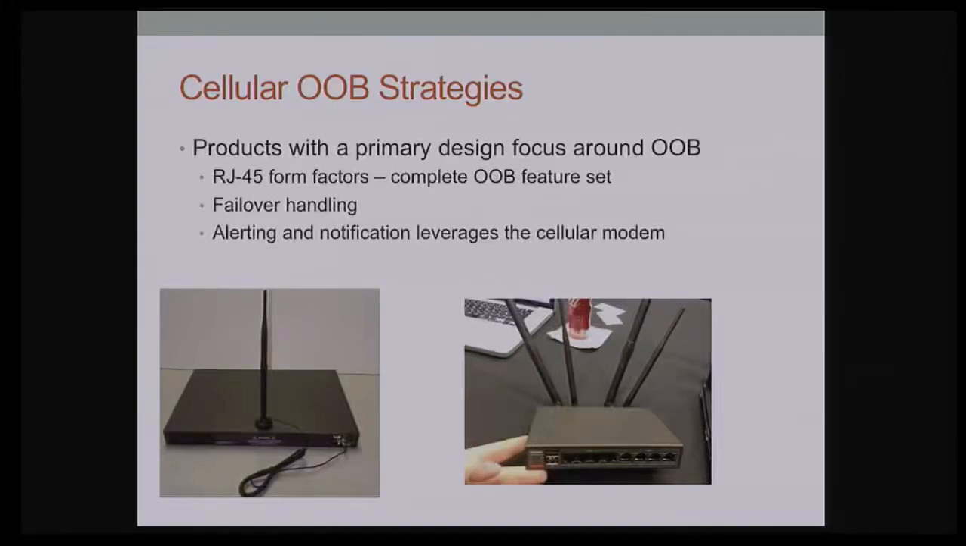You can recognize a purpose-built embedded cellular out-of-band management device primarily around the form factors. It'll be higher port densities. It might be RJ45. And there's also a related feature set in the firmware for handling the failover and also the notification.